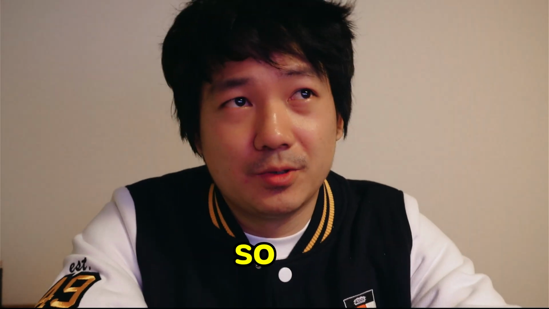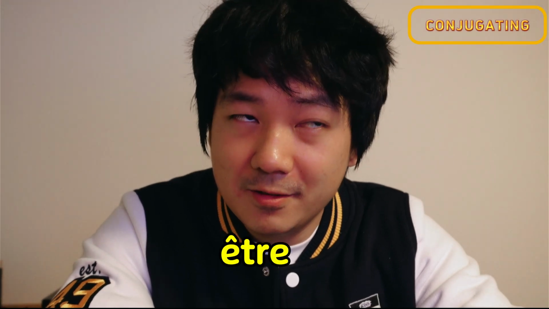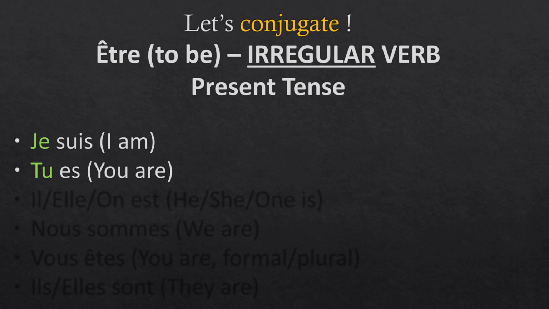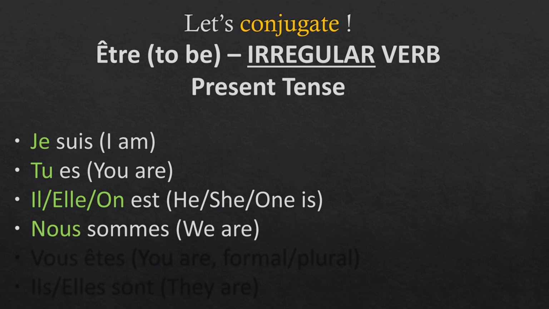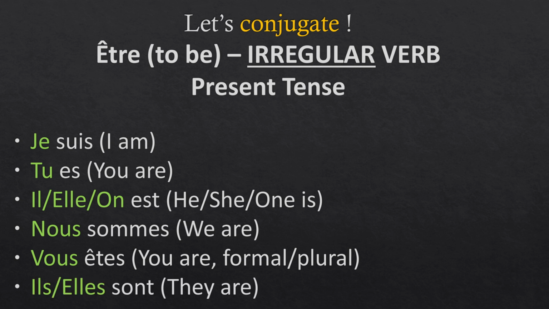All right, so now I am conjugating the verb to be, être, and let's start with I am, je suis, you are, tu es, he is, il est, she is, elle est, one is, on est, we are, nous sommes, you are, but the formal version or plural version, vous êtes, they are, ils sont, they are again for girls, elles sont.